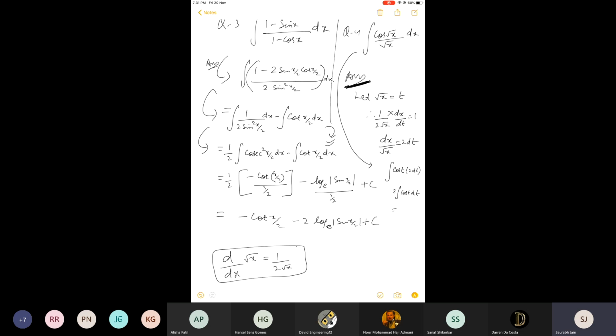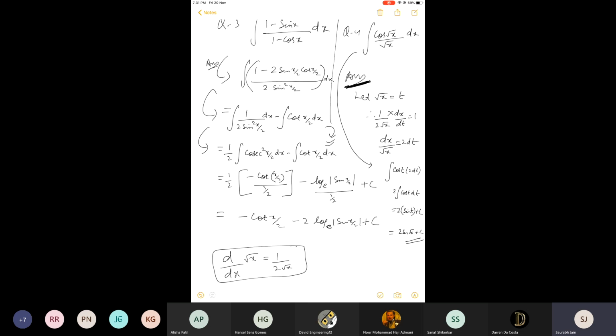We have a standard formula for this. Integration of cos is sine. And now in place of t I can write root x. So finally your answer will be 2 sine root x plus c. This is the integration.